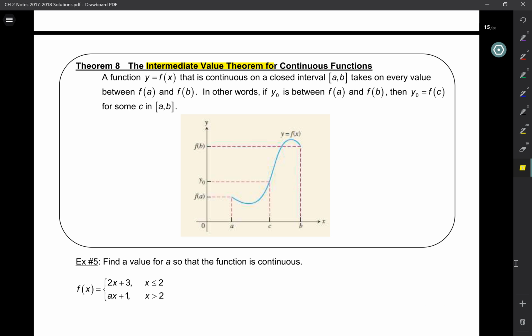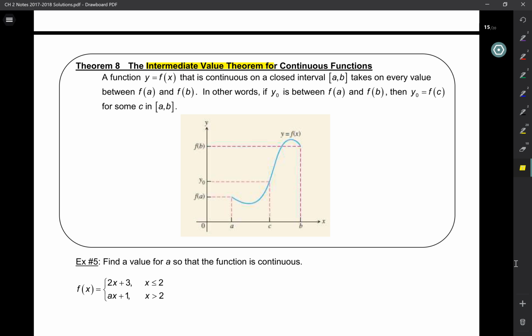The reason why I love it is because it's such a powerful theorem, one. And number two is it's based on so much common sense that once you hear it, you're just like, well, yeah, of course, that's how it's supposed to be. Okay? All right.